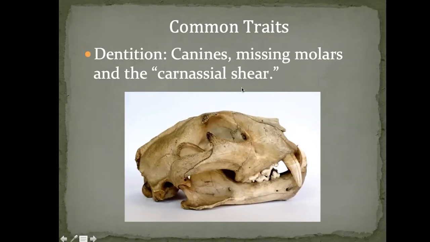And then the carnassial shear is a common trait in most of them, which is these modified premolars and molars that have sharper edges, and when used against each other, they create a shearing, scissor-like action.